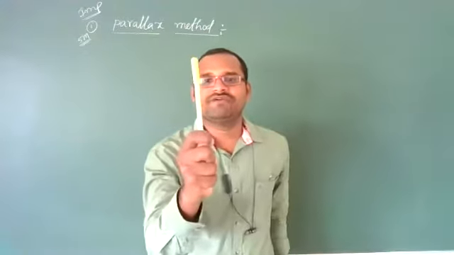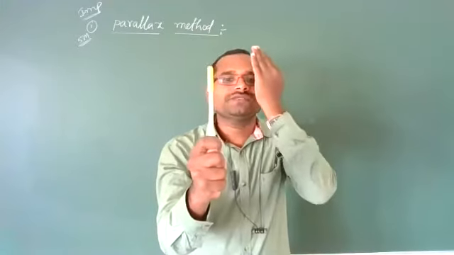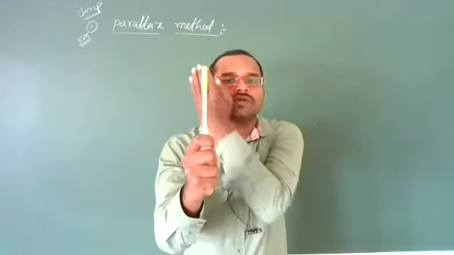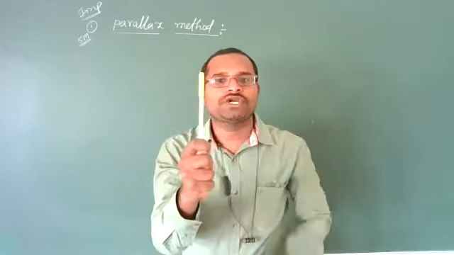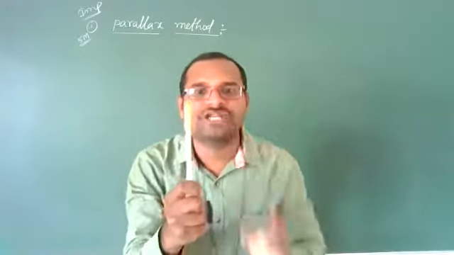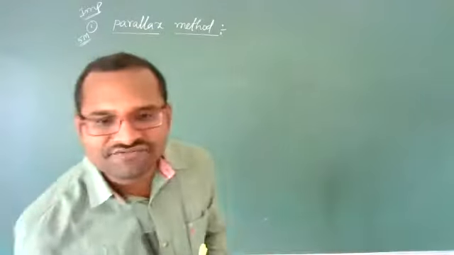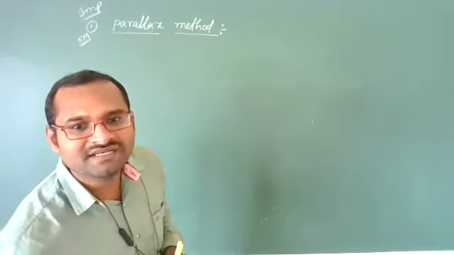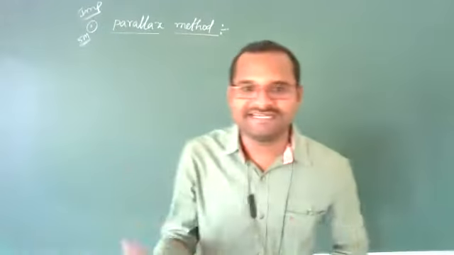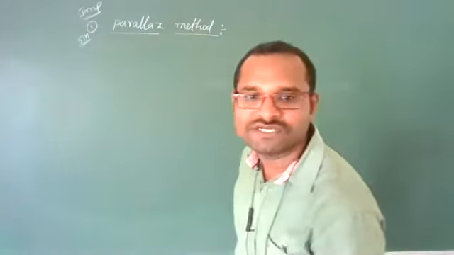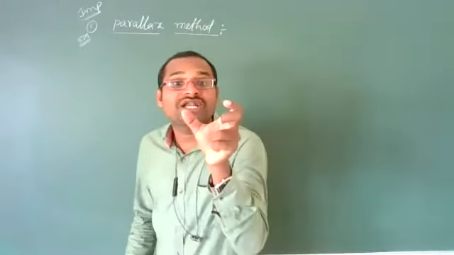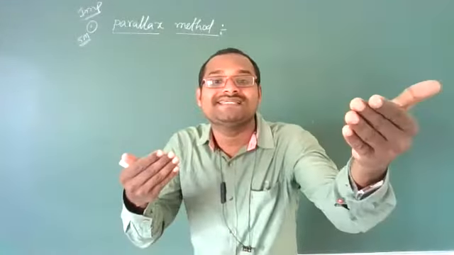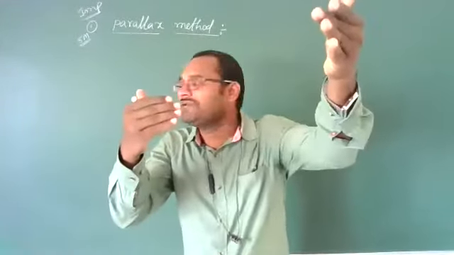So we have kept this pen here. Now by closing one eye, observe the pen location. Now close the other eye and observe the pen location. Is there any shift in the position of the pen? Yes, good. So you have observed that the position of the pen has changed, with respect to the background you have considered.